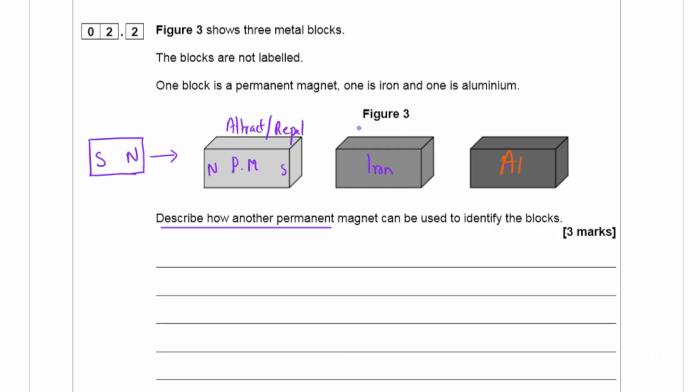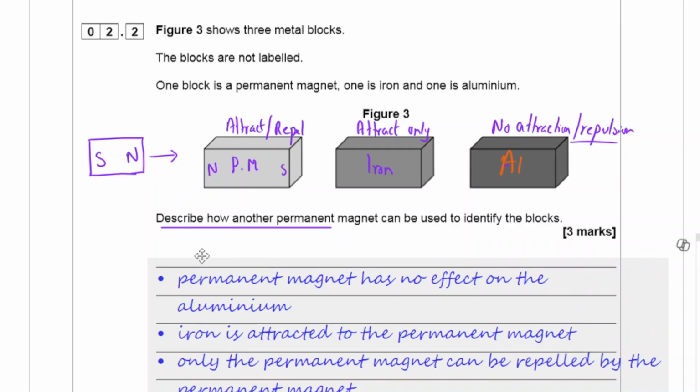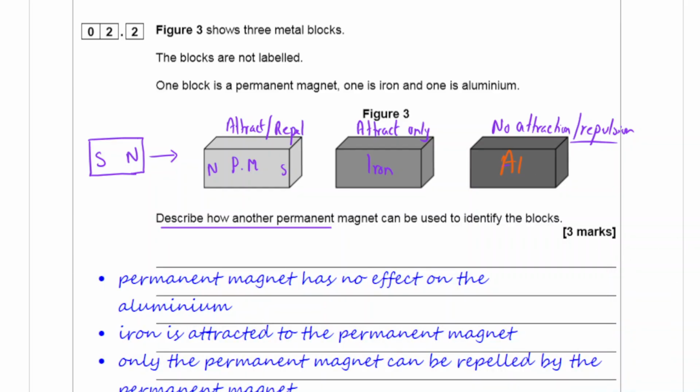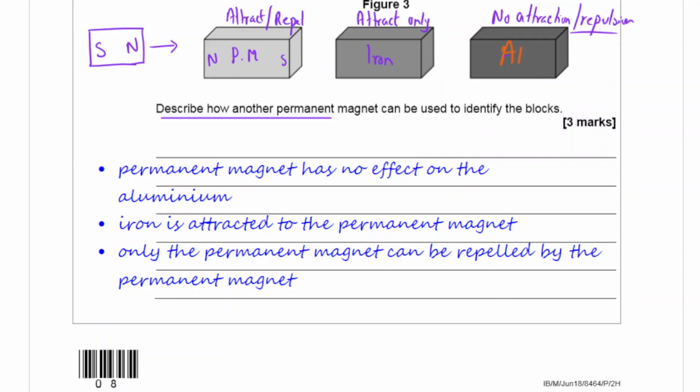Iron, it would simply attract only. It's not going to repel. Aluminium is not magnetic, so no attraction or repulsion. There's no reaction, you could say. So here's the answer. Permanent magnet has no effect on the aluminium. Iron is attracted to the permanent magnet. Only the permanent magnet can be repelled by the permanent magnet.